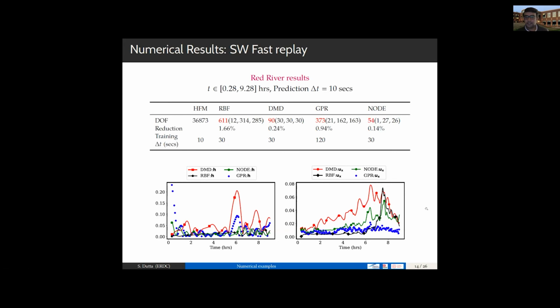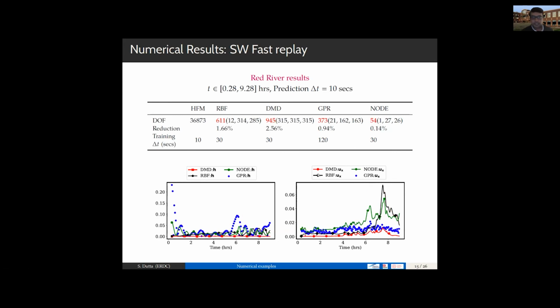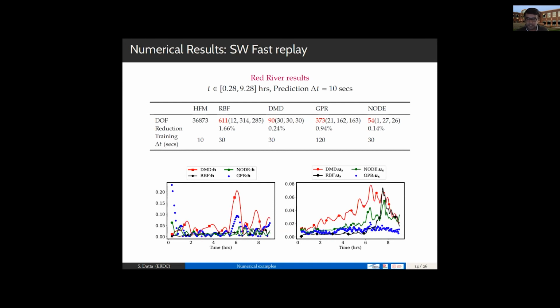even while it's using the coarsest, I would say, POD basis. And then the next figure here is where we are allowing the DMD method to use a much finer representation in the reduced space. And then, as expected, the DMD error drops below everyone else, whereas the others, it's the same model that we're using for the others here.